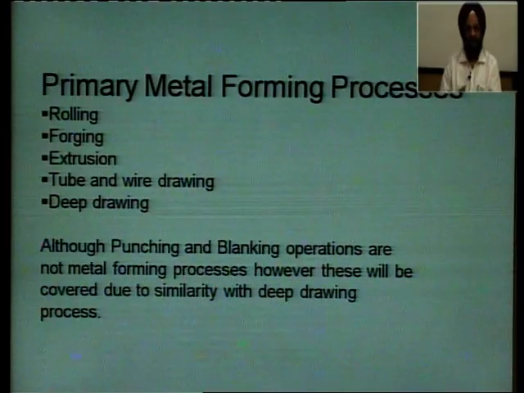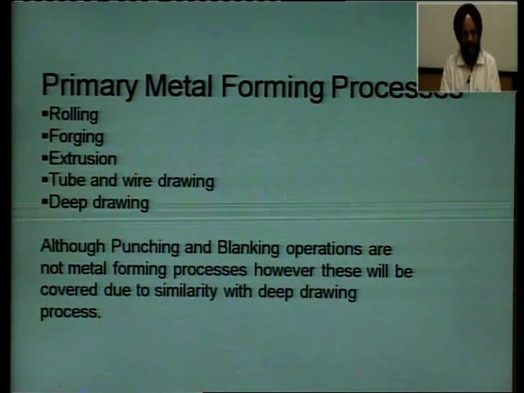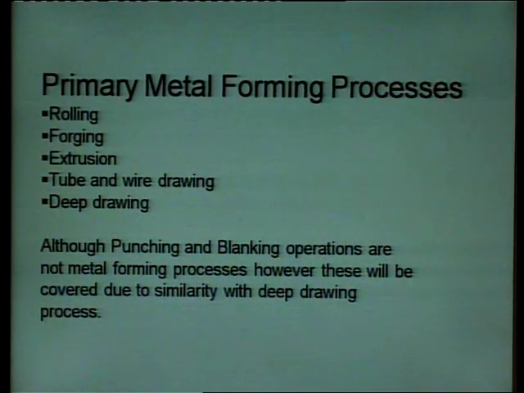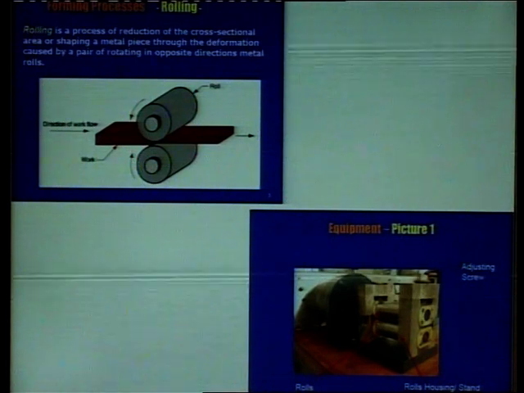If you see the primary metal forming processes: rolling, forging, extrusion, tube and wire drawing, deep drawing, they all come under metal forming processes. Although punching and blanking operations are not metal forming processes, these will be covered due to similarity with the deep drawing processes. So, this is one of the processes.